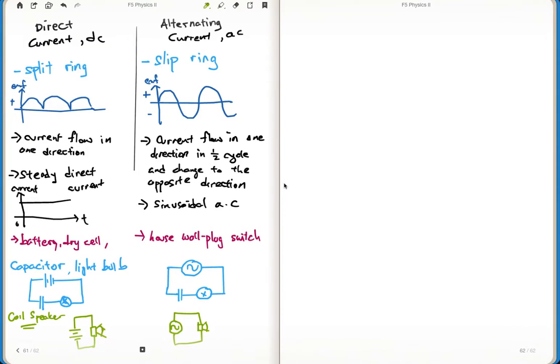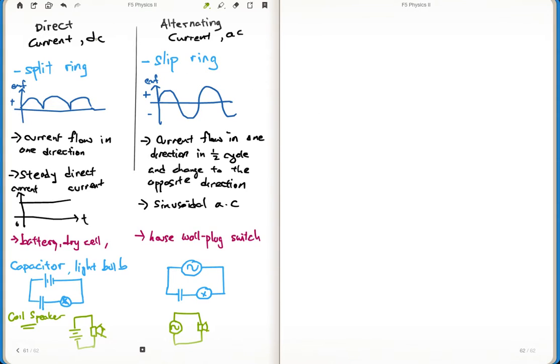This video will be a continuation from alternating current and direct current. Over here, we'll start off with how to detect or differentiate alternating current and direct current. To compare them, I put them in a table, left and right comparison.